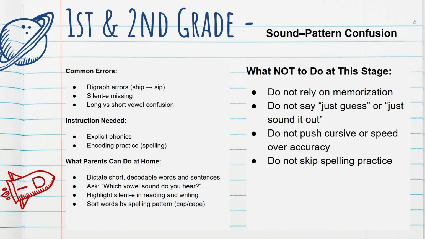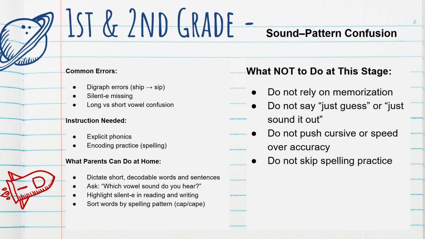You can ask your student, hey, which vowel sound do you hear? Think about the names in your family. How many vowels do you have in your name? Are they long vowels? Are they short vowels? You can highlight silent E in reading and writing, like books that you get, or printable, decodable text that you print out. You can sort words by spelling patterns.